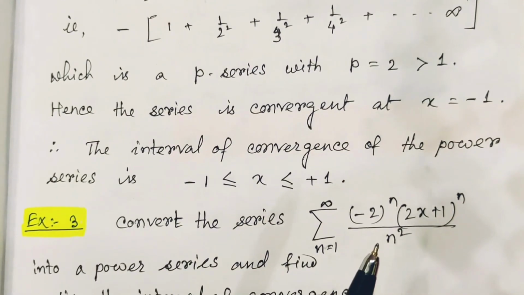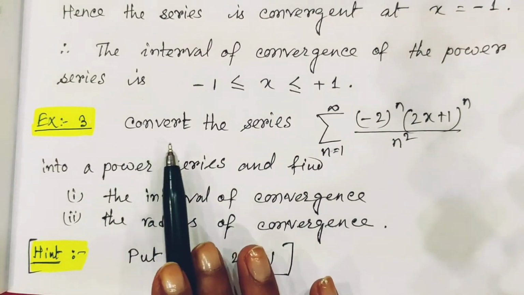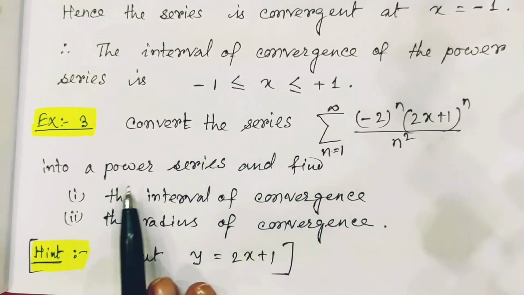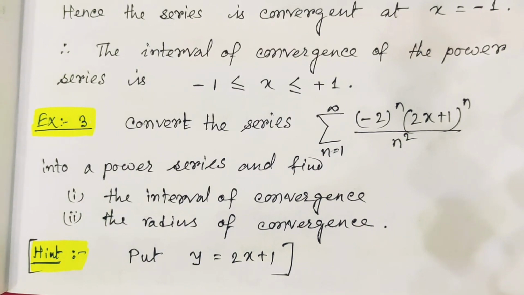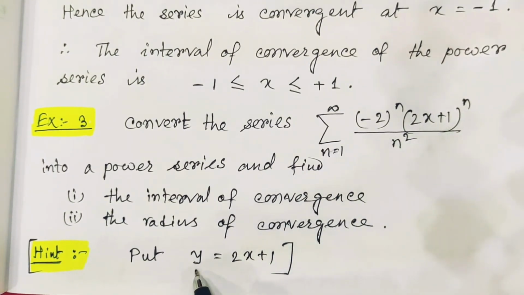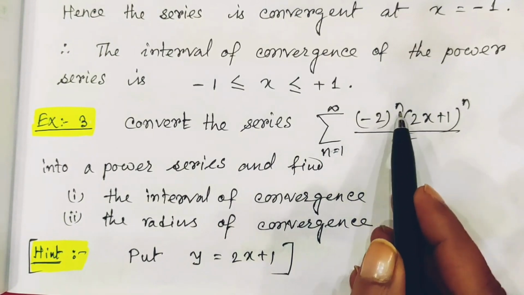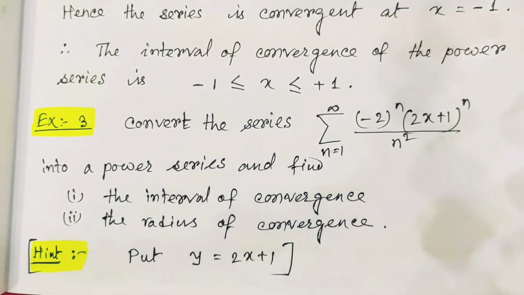Now let us see one more example. Convert the series into a power series and find the interval of convergence and the radius of convergence. This problem I am not going to do for you, but I can give you a hint on how to solve it. You just put 2x plus 1 as y, so that it becomes minus 2 to the power n, y to the power n, by n square. Now I think it becomes easier.